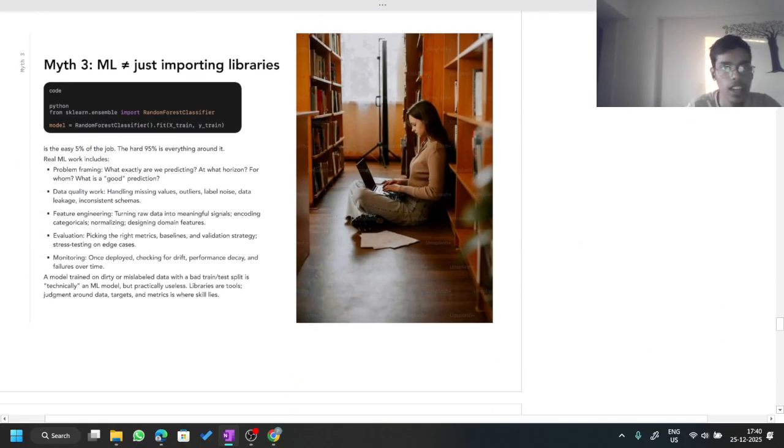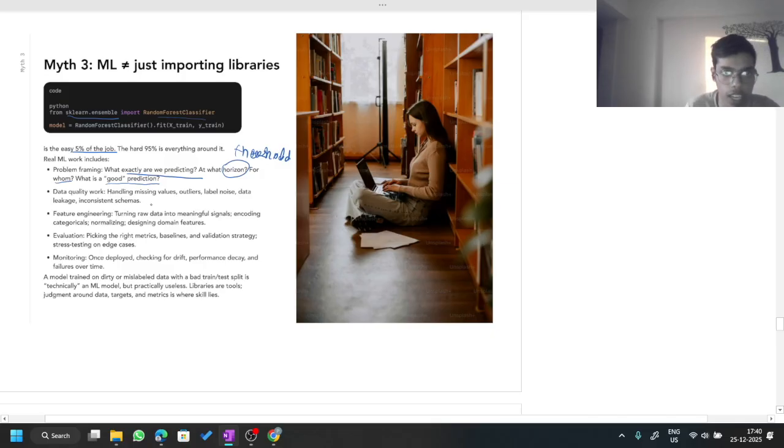And myth three, as I have discussed indirectly, is that it's not just importing libraries in Python or any programming language, importing some classifier and fitting the data. That is only 5% of the job. The hard 95% is everything like problem framing. What exactly are you predicting? For whom are you predicting? What is a good prediction in your sense? At what horizon, or at what threshold, can you say something is a good prediction?